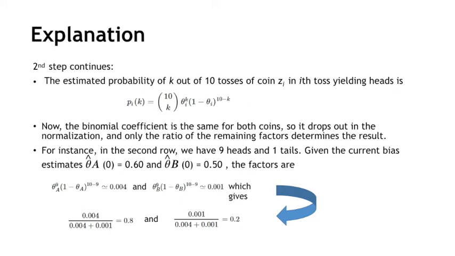So what we do is, we try to find out the estimate probability of K out of 10 tosses of coin Z in the ith toss yielding head. So we know what is binomial coefficient. If we try to find out that, our straightforward formula is, there are 10 tosses, and then what is the probability of finding out each? That is given next. So understand one thing.